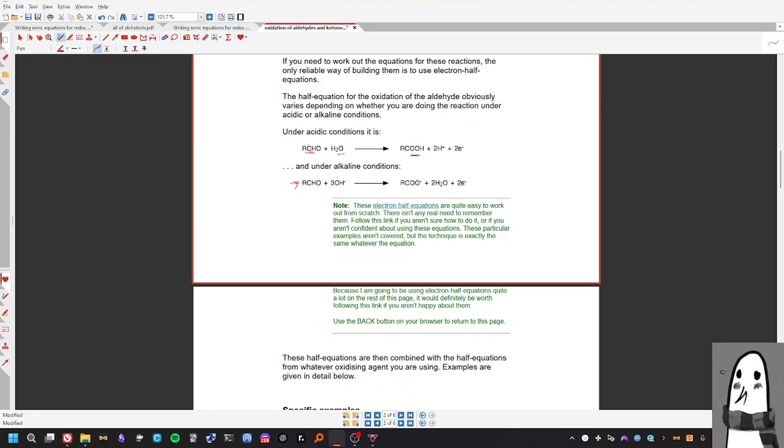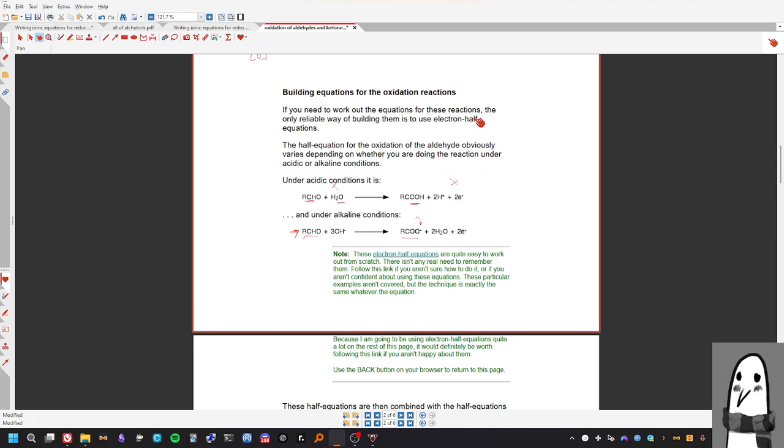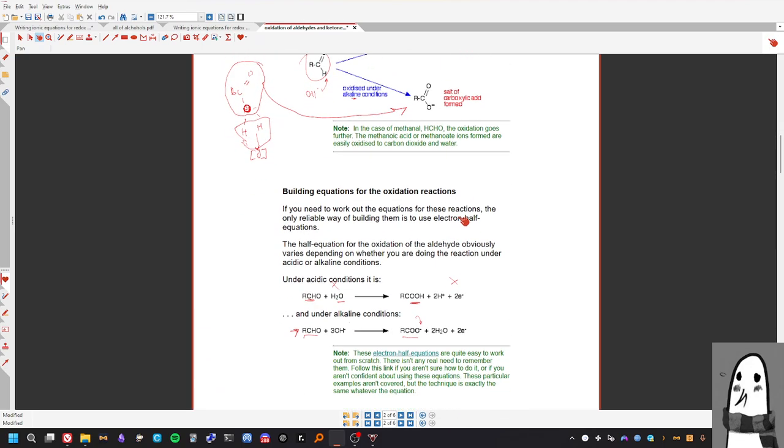So, RCHO to RCOOH, we're going to need H2O on the left side to fill in that missing O. Now we have H2 on this side, so we added 2 H's over here. Then we added 2 electrons to balance out the zero charge. And then in the other one, we have RCHO to RCOO minus, because it forms a carboxylic salt.